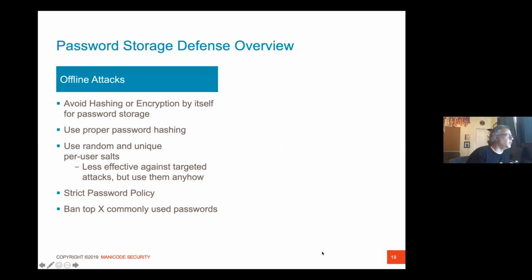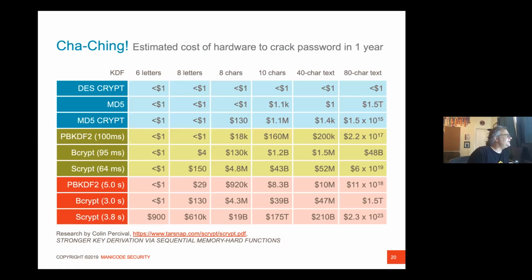Here's a few quick pieces of guidance. Don't use hashing or encryption by itself for password storage. Use a password hashing algorithm that uses salting with a good password policy, and do special things like blocking common passwords. Now, if we look at some of the algorithms that people use for password storage, things like DES crypt, MD5, and MD5 crypt, it's almost free to crack them. We need to use bcrypt or scrypt with a good work factor.